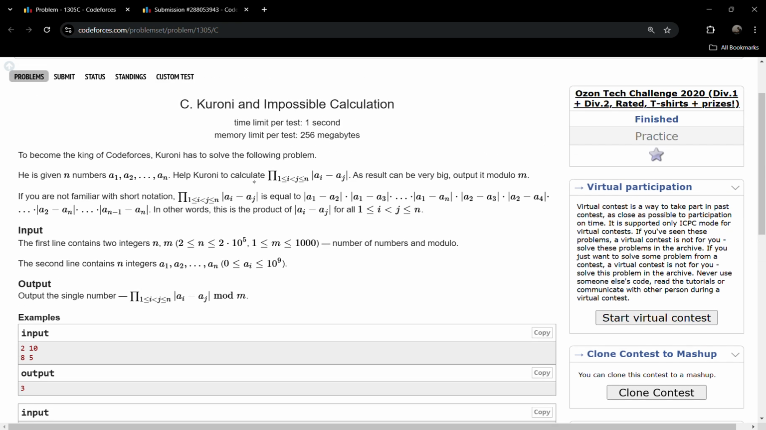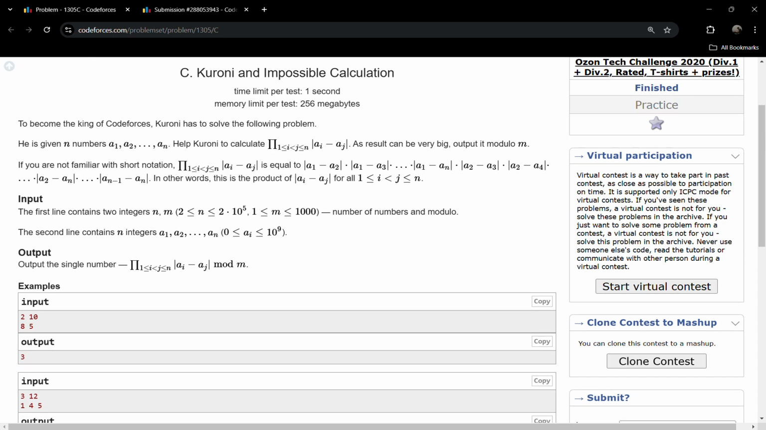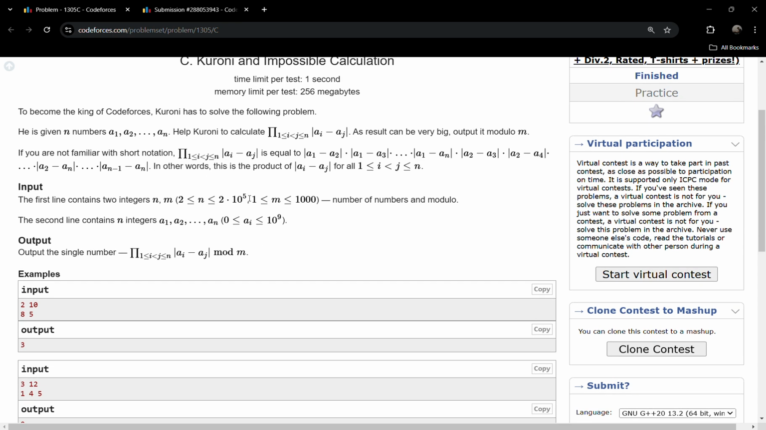And so basically if we think, our first intuition is that there is no other way than brute forcing the solution, right? So we have to access every element of the array, subtract it from its pair element, then multiply all the values and then take mod m. This is the way to go at first sight.